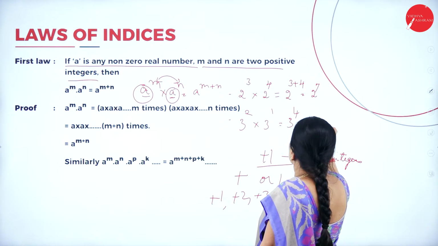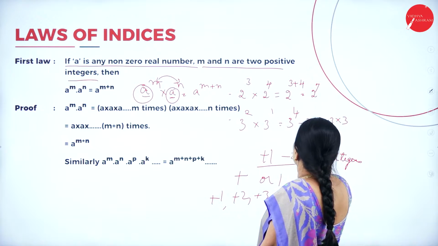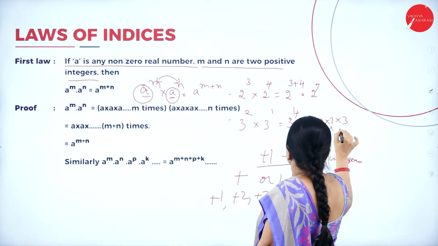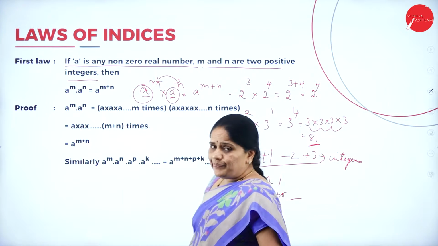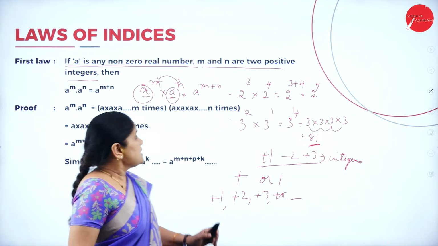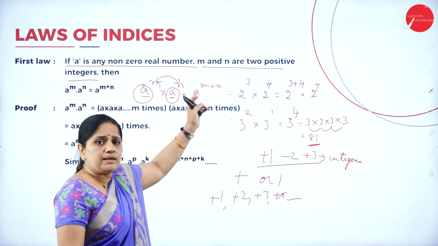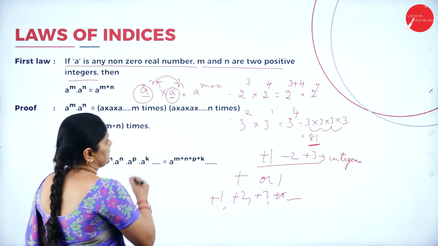So, it means 3 into 3 into 3 into 3. So, this will be equal to 3 3s are 9, 9 3s are 27, 27 into 3 is 81. So, in this way, we should understand that when the bases are same, the powers can be added. I'll give you one more example.